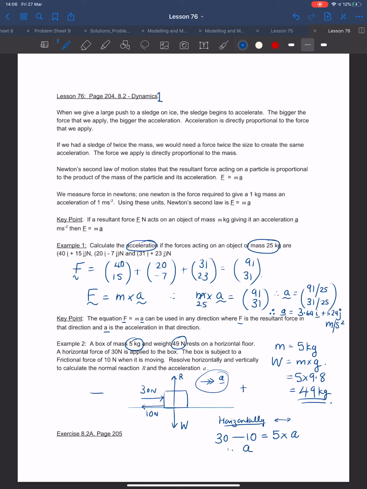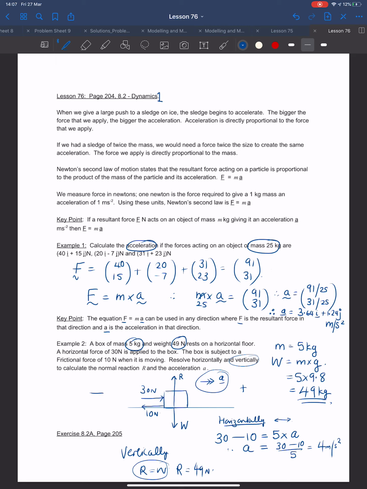So therefore, the acceleration is going to be 30 minus 10 divided by 5, which is 4 meters per second squared. You didn't need to resolve vertically, not in this one. Sometimes you do. Vertically, I'll do it anyway because it said to do it. You've got that R equals W, so the normal reaction is going to be 49 newtons.